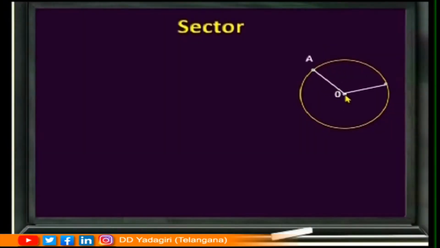Okay. Next, what is a sector? This is a circle and OA and OB are two radii, and this is a major sector and this is a minor sector. So, the area enclosed between two radii and one arc is called a sector. OA is a radius and OB is also a radius here.